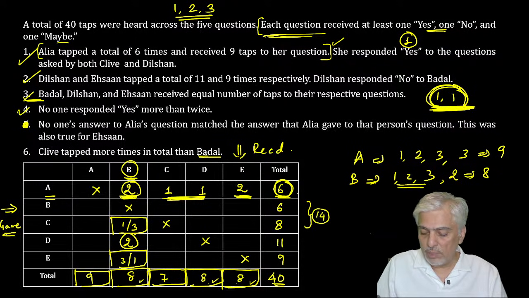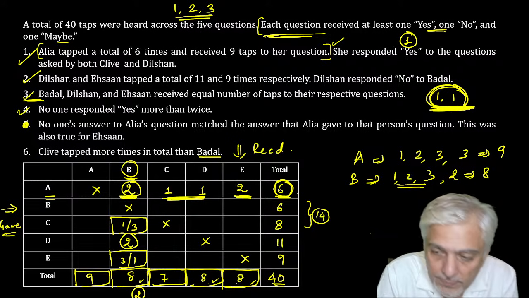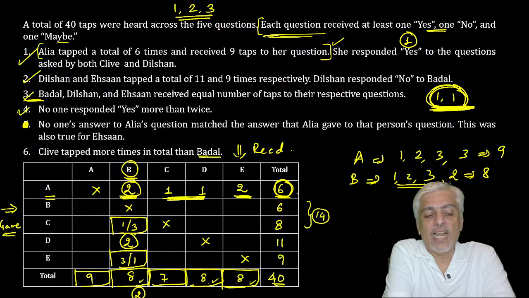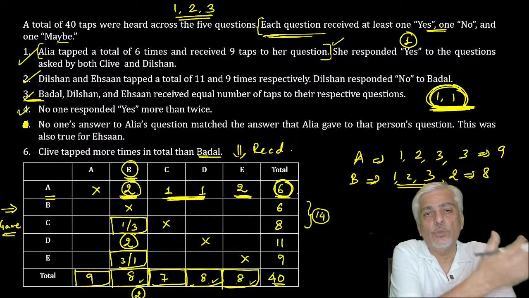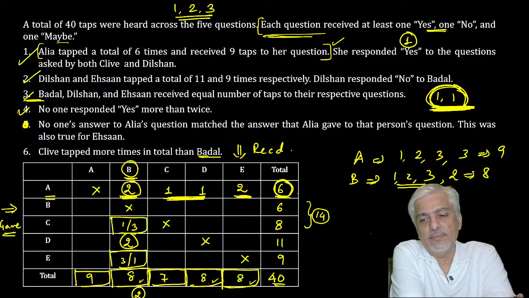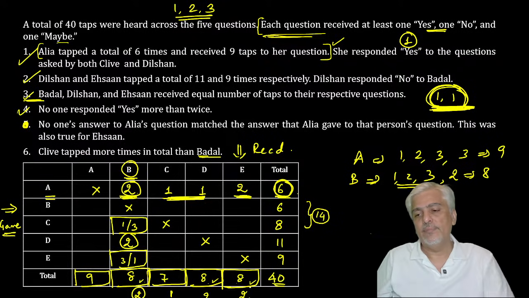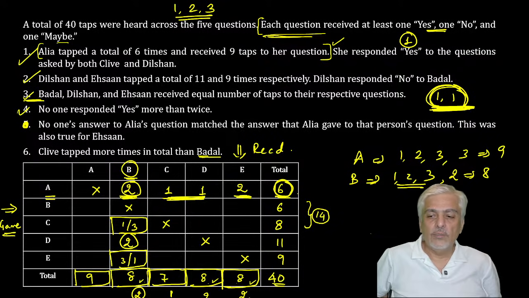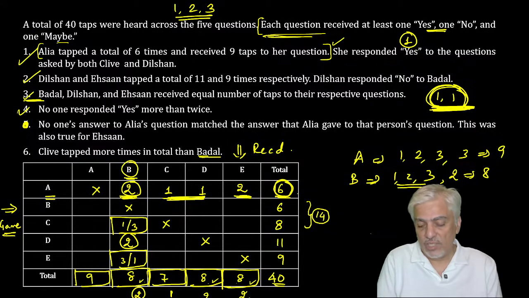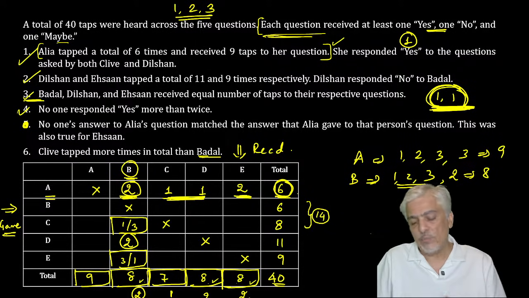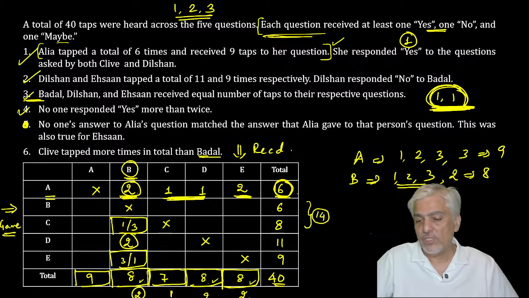Clive, for Clive what? So for Alia that extra number is plus 1 3 extra. For Badal it is 2 extra. For Clive what is the number extra? Clive's total is only 7. So 1 2 3 and then what else? Clive is 1 2 3 is 6. So if it is 7, Clive has a 1 extra. D also has 2 extra and E also has 2 extra. Yes or no? So basically Alia has a 3 extra, Badal has a 2 extra, C has 1 extra, D has 2 extra and E has 2 extra.